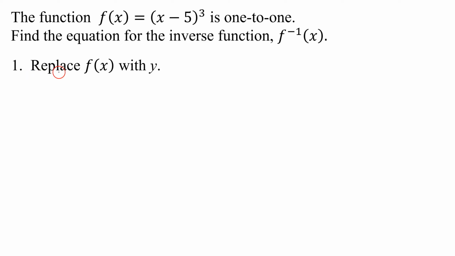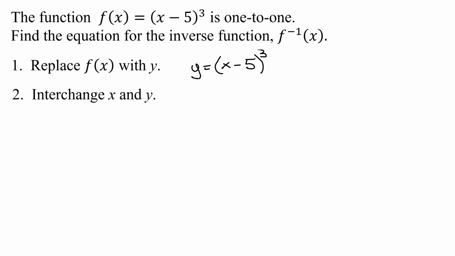The method to find the equation of the inverse function is a 4-step process. Step 1 says to replace f of x with y. So instead of f of x here, I'm just going to write y. So I get y equals x minus 5 all cubed. Step 2 says to interchange x and y. So wherever I see a y in this equation, I'm going to put an x. Wherever I see an x, I'm going to put a y. So my equation becomes x equals, instead of x, I'm going to put y minus 5 all cubed.